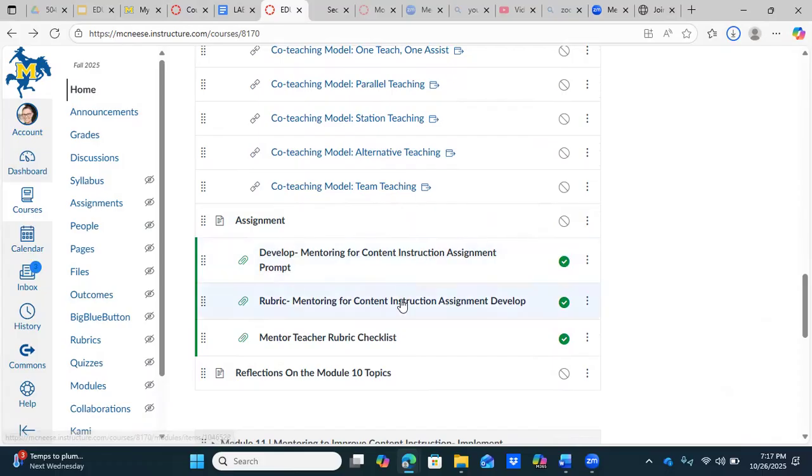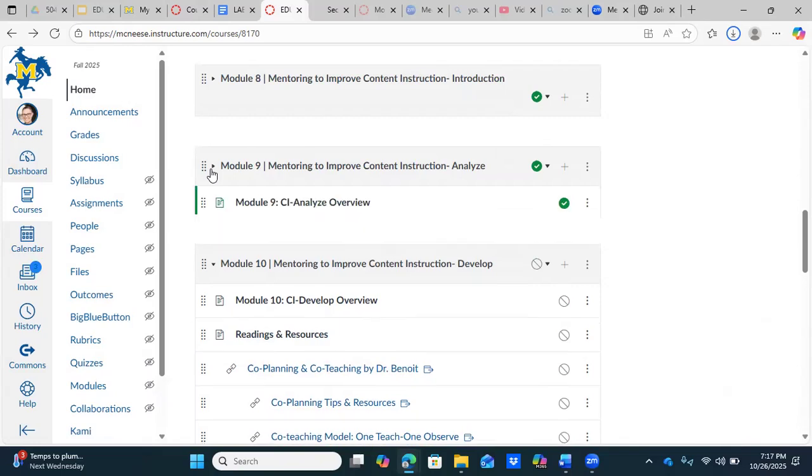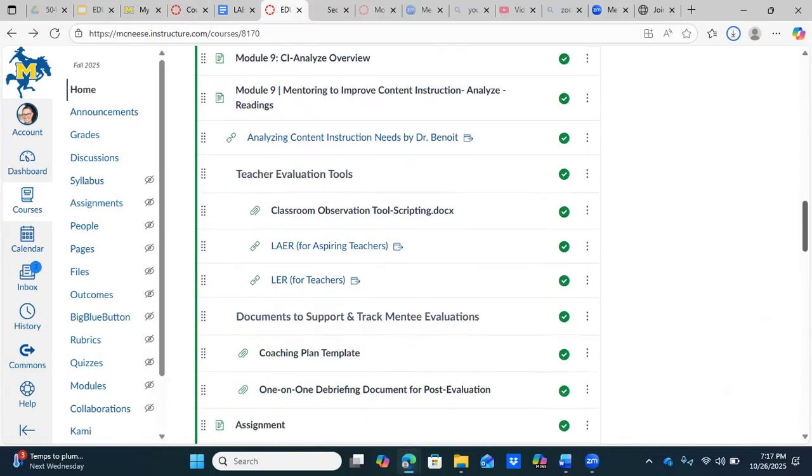If you scroll down, you will see that we have our assignment for the week. So our prompt, our rubric, and of course the LDOE checklist is right here. We always want to calibrate and check in with that. And then you don't want to forget, scroll back. Last week, we already shared these.